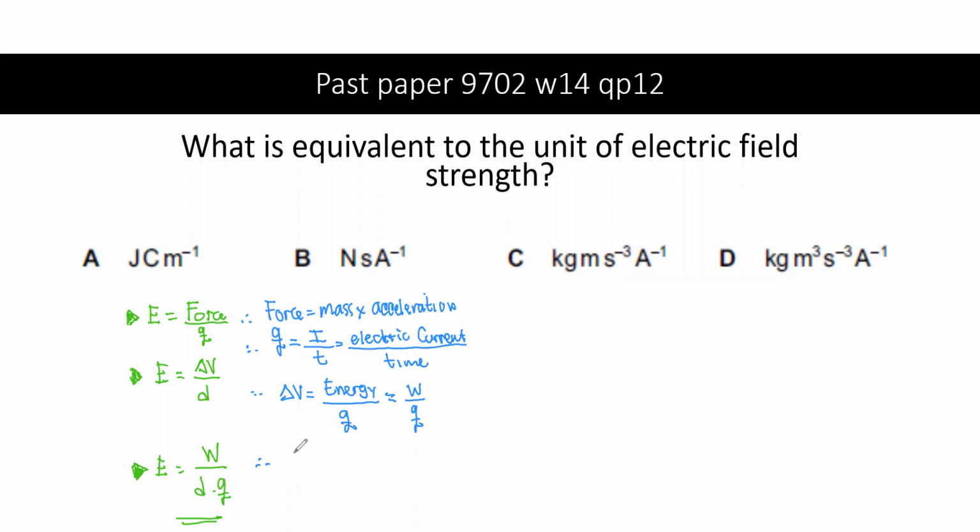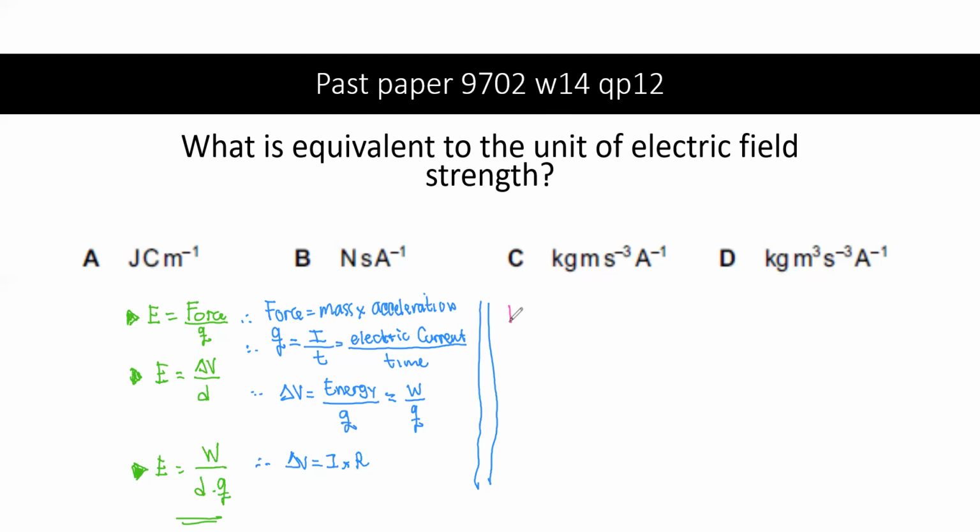We can also modify delta V equals electric current times resistance. But from the options, there is no resistance unit. All right, let's see. We'll try to solve one by one. We want to find the equivalent unit of the electric field strength.